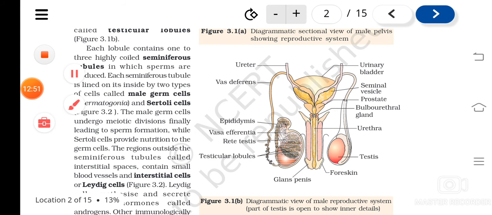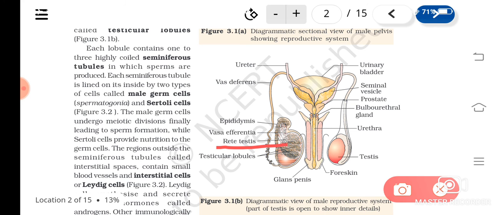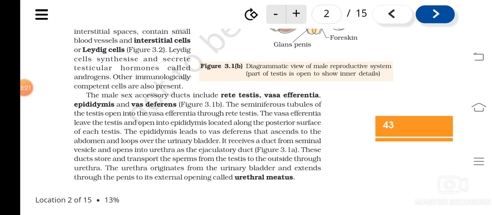You can see in the diagram also. See, this is the rete testis, then vasa efferentia, then epididymis, and then vas deferens. So that will join like this. It will come and overlap the ureters, and it will open through the common opening of urethro-genital canal.